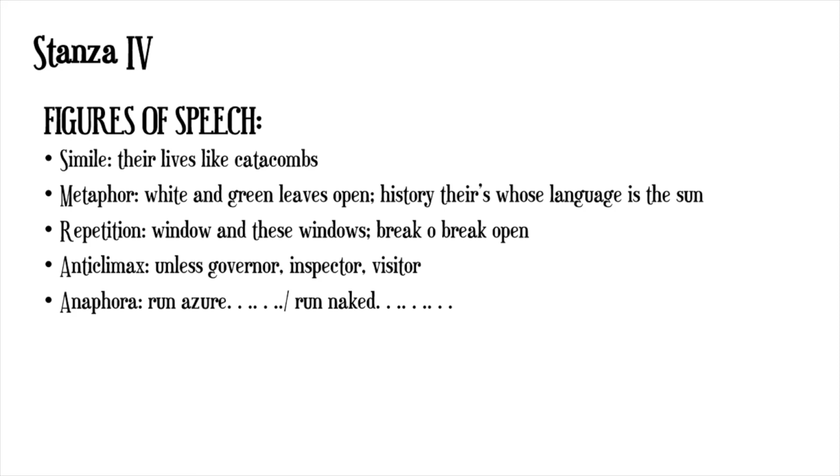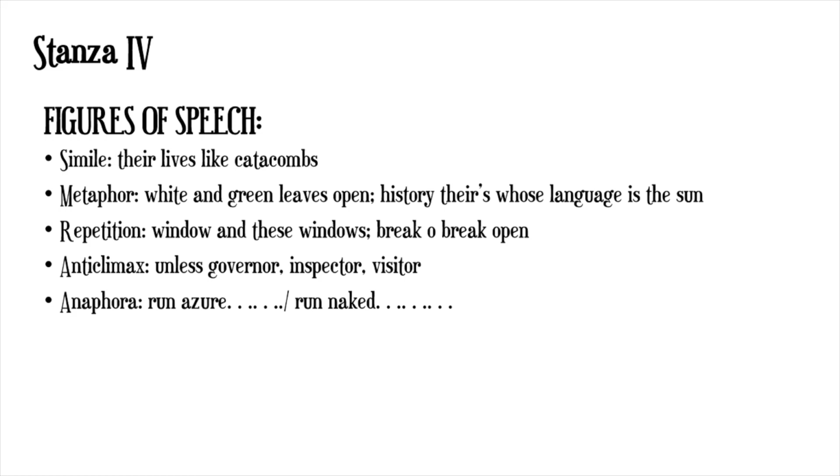He's also used repetition when he says windows will open, otherwise these windows will shut upon them. So windows and windows, the word is repeated, so that is why it's a repetition. Then when he appeals to the people, the governor or the inspector or the visitor, he appeals them to break or break open. So again, break and break has been used, so that's a repetition.